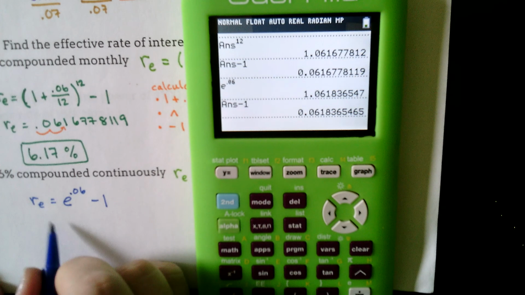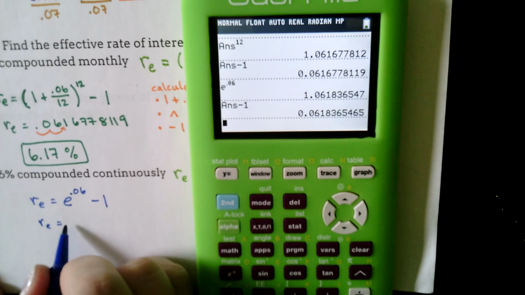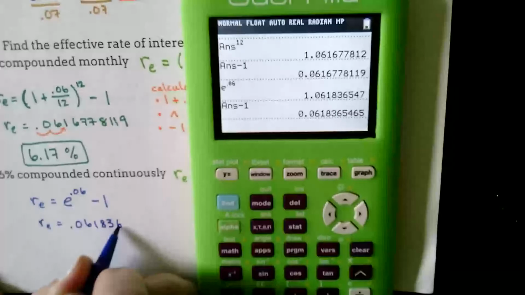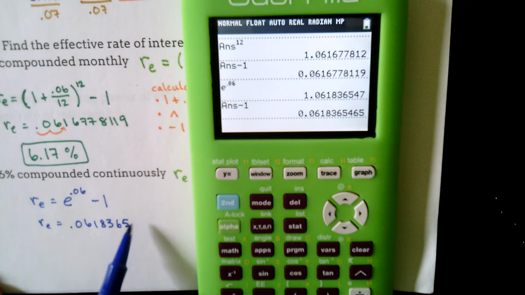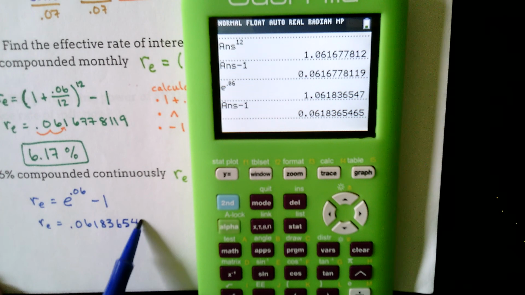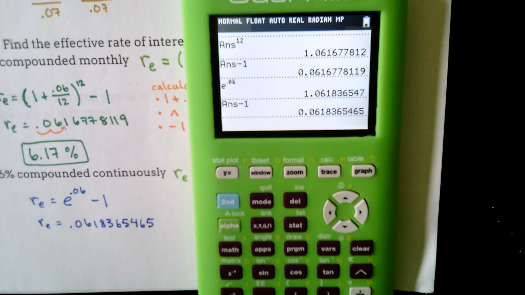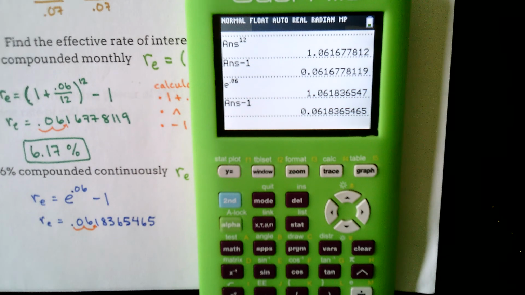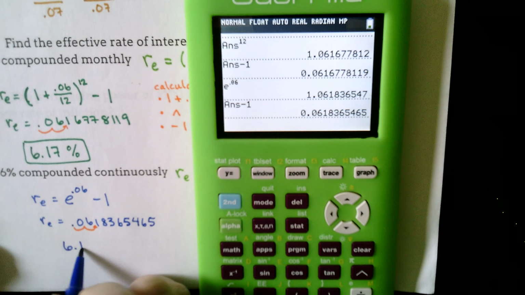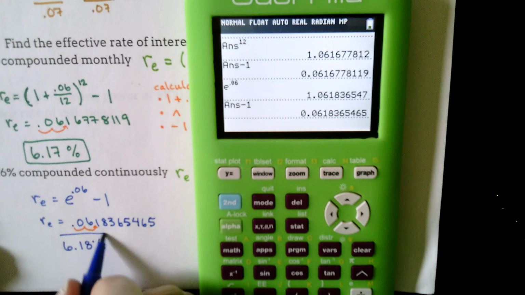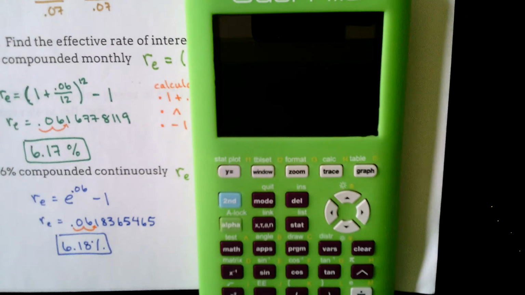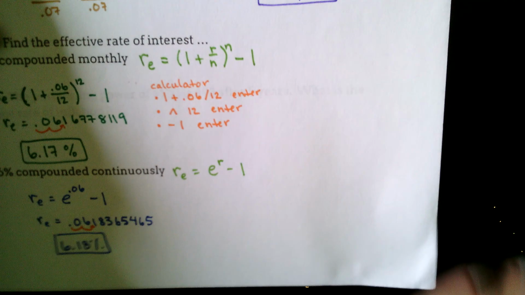So we get R sub e would be 0.0618365465. So again, move your decimal place 2 places to the right to turn that back into a percent. And we would get 6.18% this time. Okay. Let's see what our next page has in store.